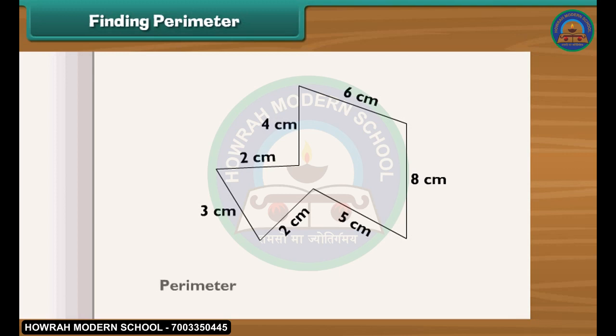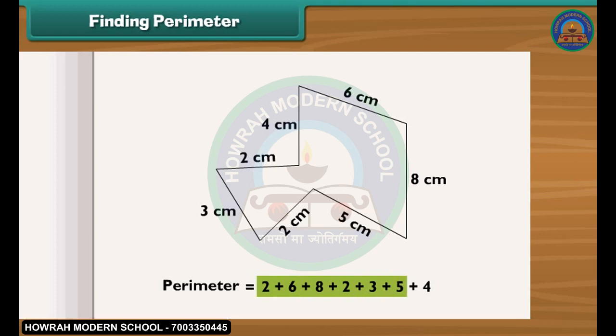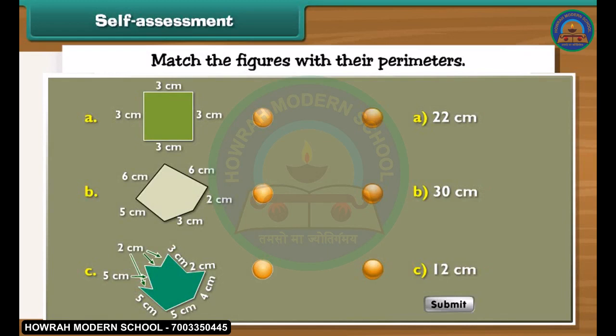To calculate perimeter of this figure, we simply add the lengths of all its sides, which is 2 plus 6 plus 8 plus 2 plus 3 plus 5 plus 4 equals 32 centimeter. Match the figures with their given perimeters.